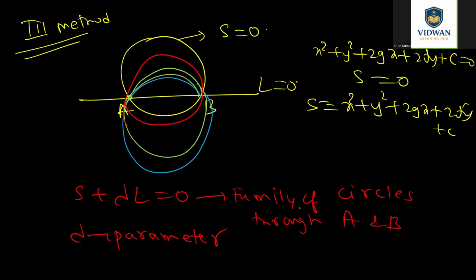And what are A and B? The intersection points of a given circle and a given line. So whenever a circle and line intersect, through their intersection points you can draw an infinite number of circles.